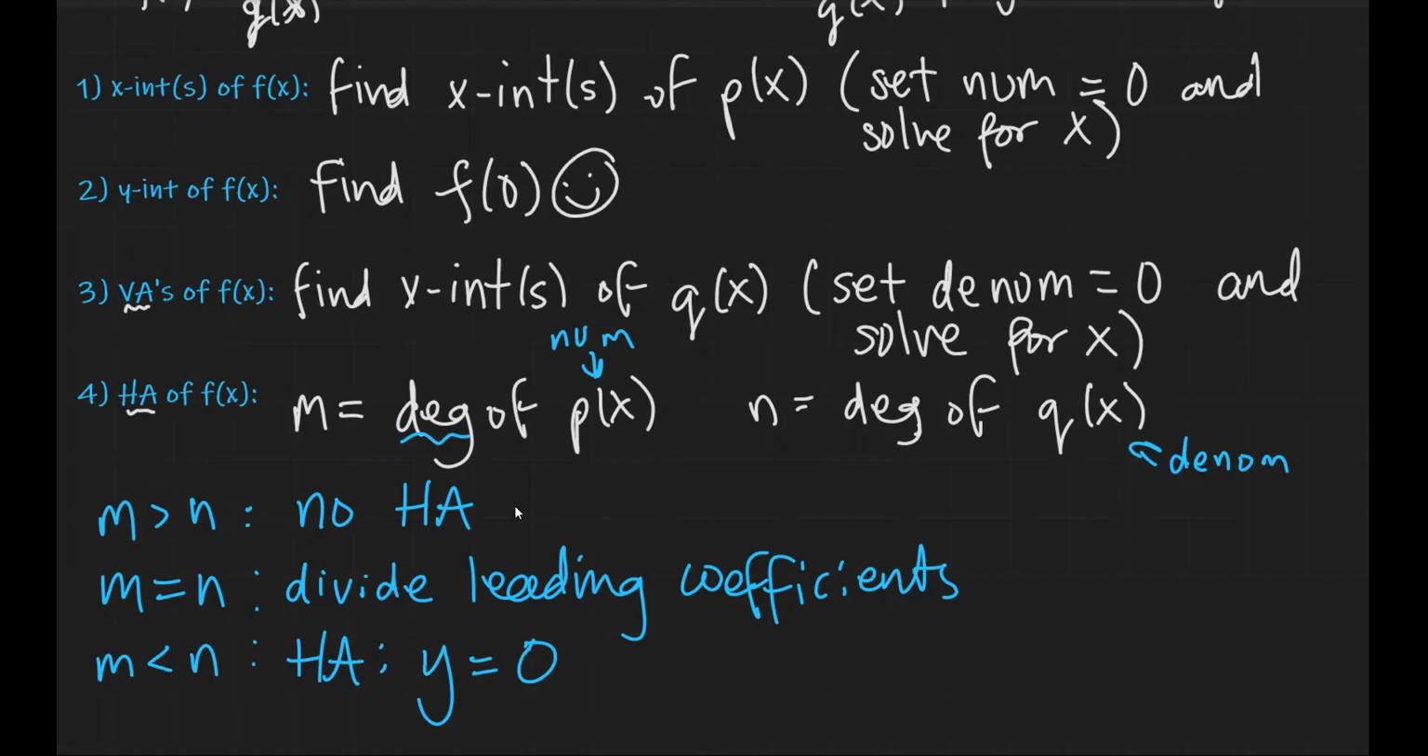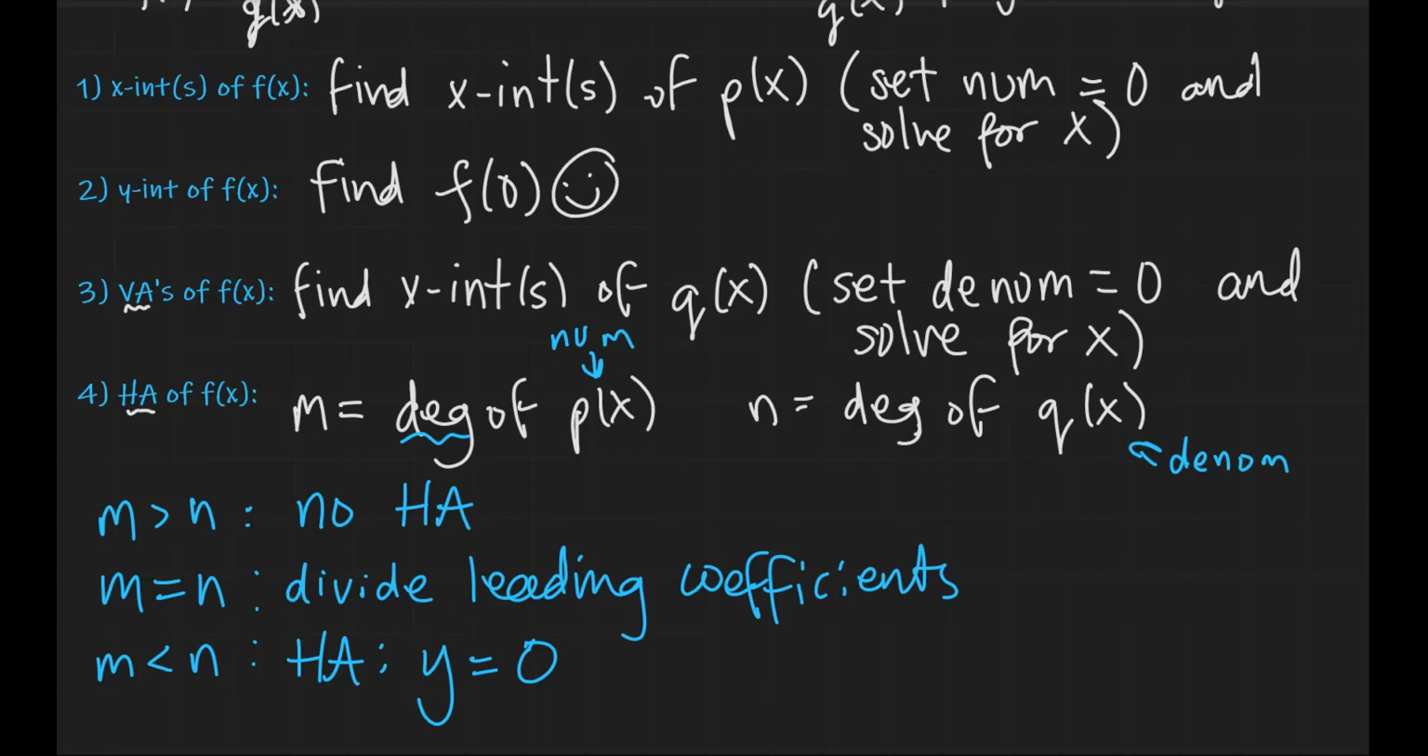Okay, so you have 3 different options. Either you have no horizontal asymptote, you have a horizontal asymptote and you divide the leading coefficients, or you do have a horizontal asymptote and it's y equals 0. You're going to want to be able to reference this whenever you're finding all this information from rational functions, because this is going to be the general way to find all this information.